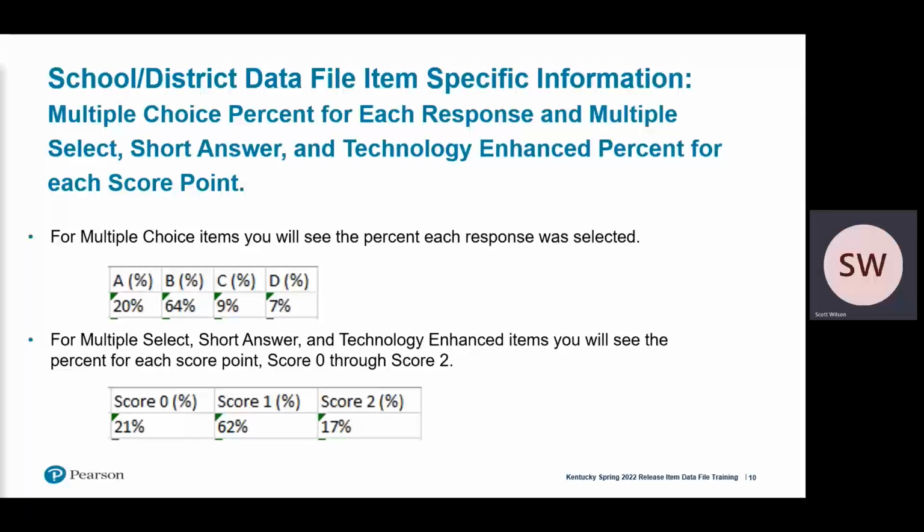chose answer choice D. For multiple select, short answer, and technology enhanced items, you will see the percent for each score point, score 0 through score 2. So the example here, you see 21% of the students got a score of 0, 62% got a score of 1, and 17% got a score of 2.